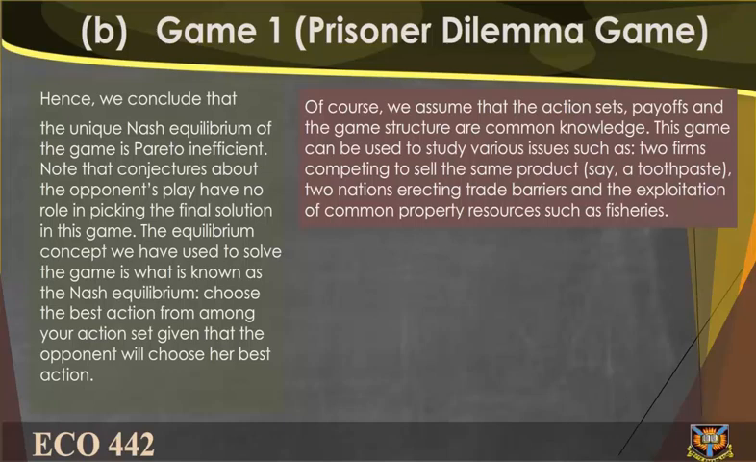The equilibrium concept we have used to solve the game is what is known as the Nash equilibrium. Choose the best action from among your action sets, given that the opponent will choose a best action. Of course, we assume that the action sets, payoffs, and the game structure are common knowledge. This game can be used to study various issues such as two firms competing to sell the same product, say a toothpaste, two nations erecting trade barriers, and the exploitation of common property resources, such as fisheries.